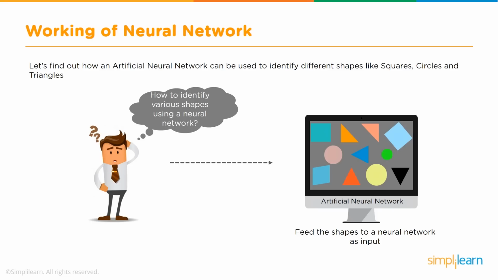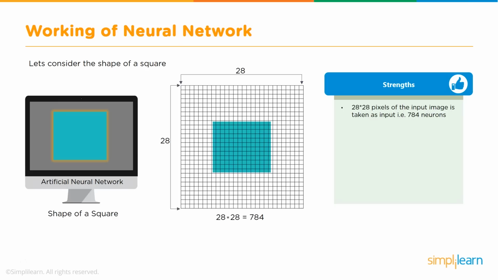Let's take a look at the inner working of a neural network. So how does an artificial neural network work? Can we train a neural network to identify shapes like squares, circles and triangles when these images are fed? So this is how it works.